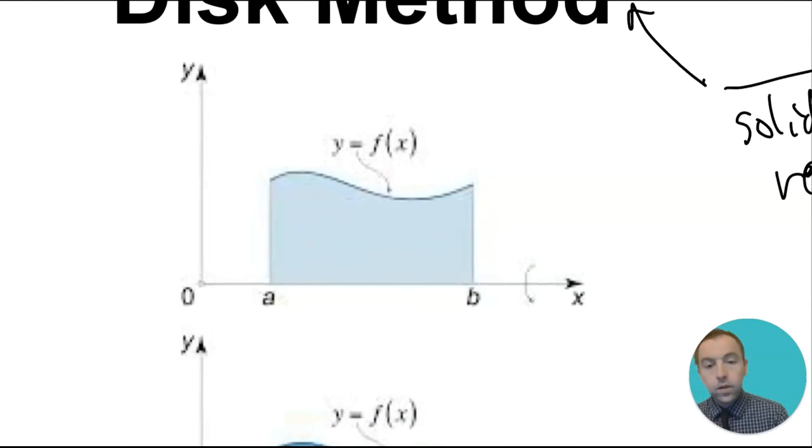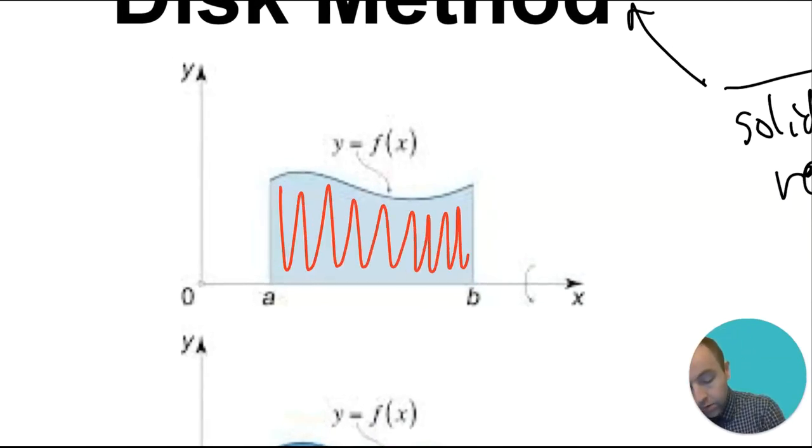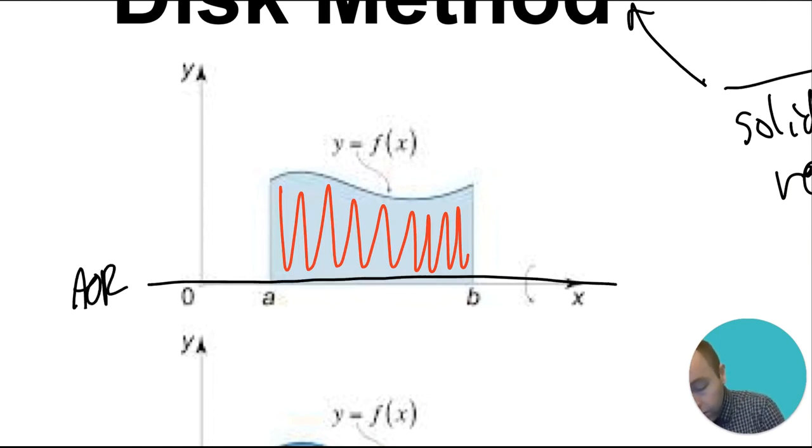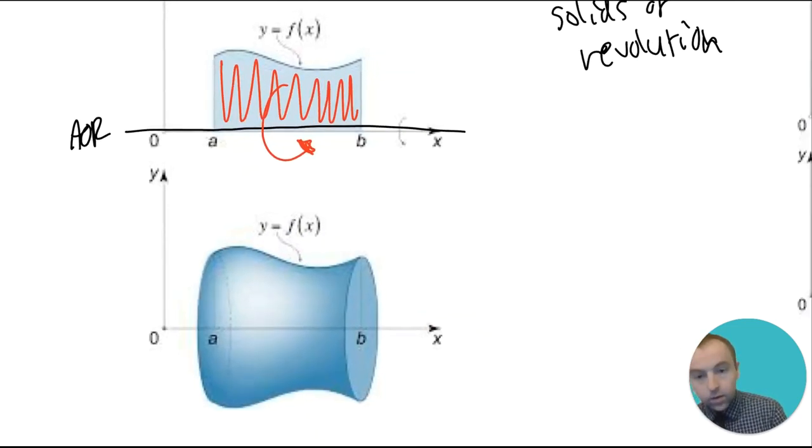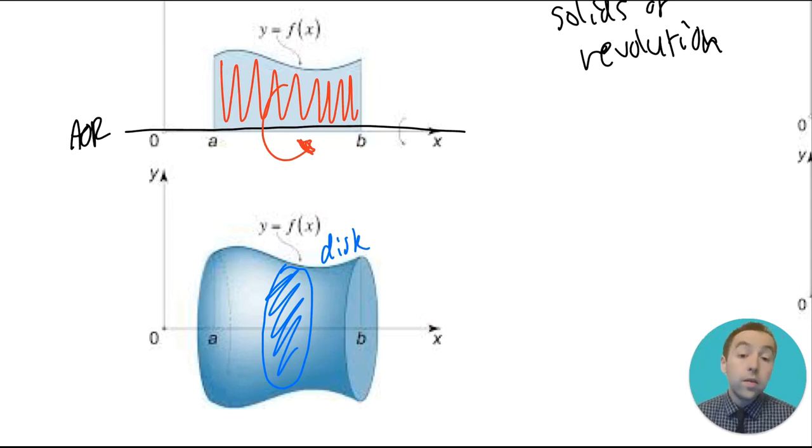So looking at the disk method first, what you're going to do is take some area of a region, and then identify an axis of rotation that you're going to spin that region around 360 degrees. When you do so, it creates this three-dimensional solid in this particular case right here. And what you'll notice is that if you slice into this parallel to the direction in which you rotated, each of those cross sections are circles, which are also known as disks.